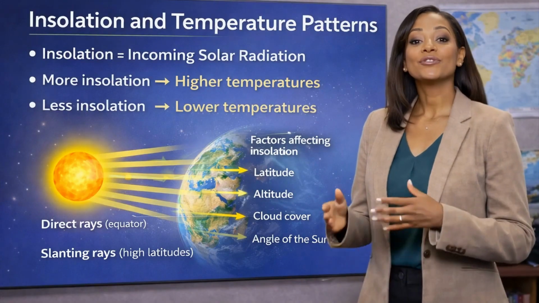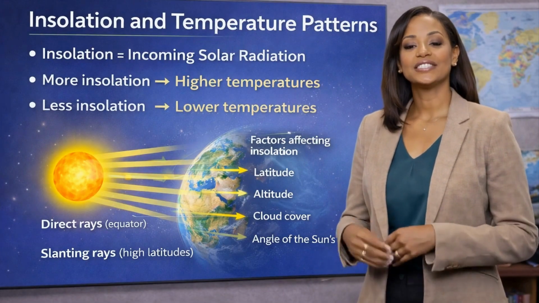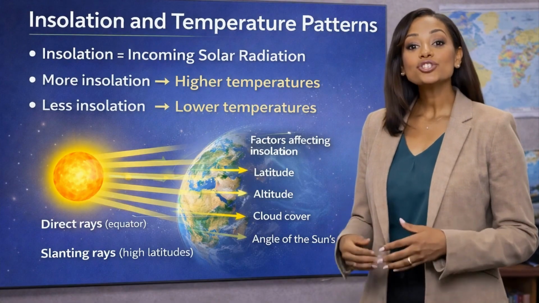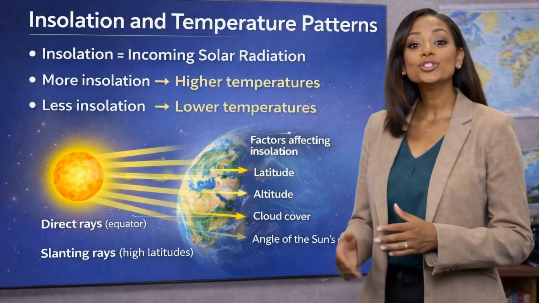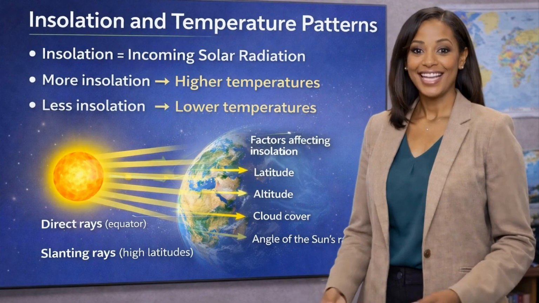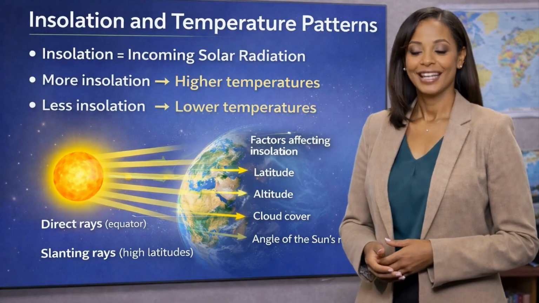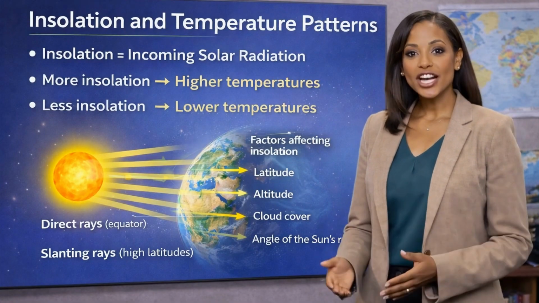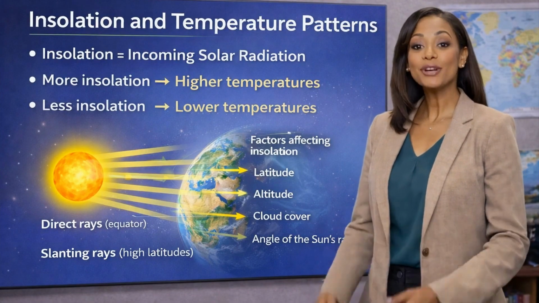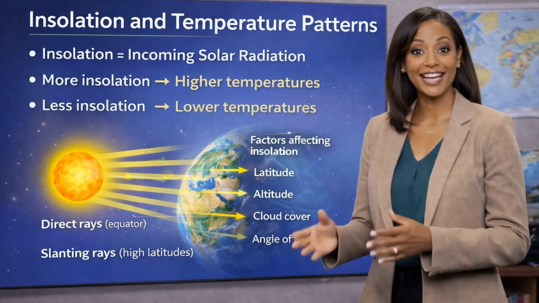We have seen how solar radiation reaches the Earth and how part of this energy is reflected or absorbed. The amount of solar energy that actually reaches the Earth's surface is known as insolation. Insolation simply means incoming solar radiation. However, the amount of insolation received is not the same everywhere on Earth. Some regions receive more solar energy, while others receive less.